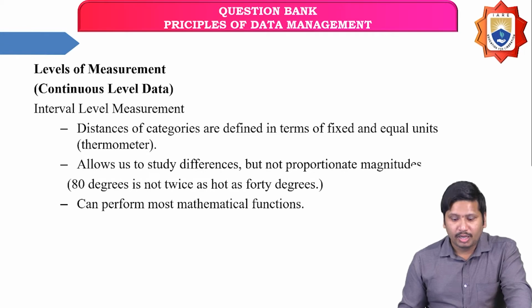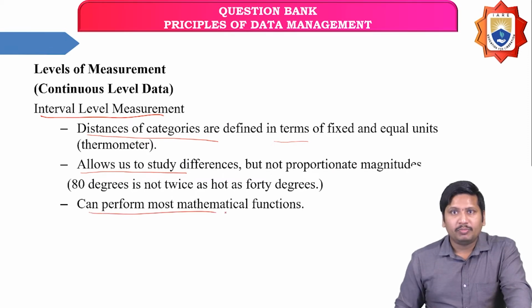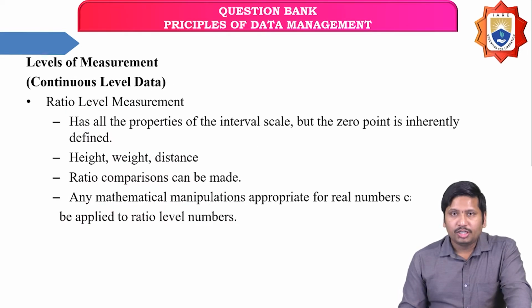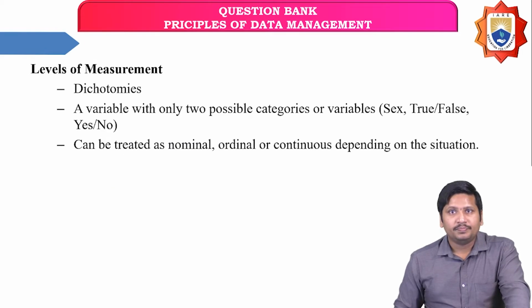And the different levels of measurement also include continuous level of data. The continuous level of data is interval level measurement, where the distances between categories are defined in terms of fixed and equal units. This allows us to study the differences but not appropriate magnitudes, and we can perform most mathematical functions. The next level of measurement with continuous data is ratio level measurement, which has all the properties of the interval scale, but the zero point is inherently defined. Height, weight and distance are examples, and ratio comparisons can be made here. Any mathematical manipulations appropriate for real numbers can also be applied to ratio level numbers.